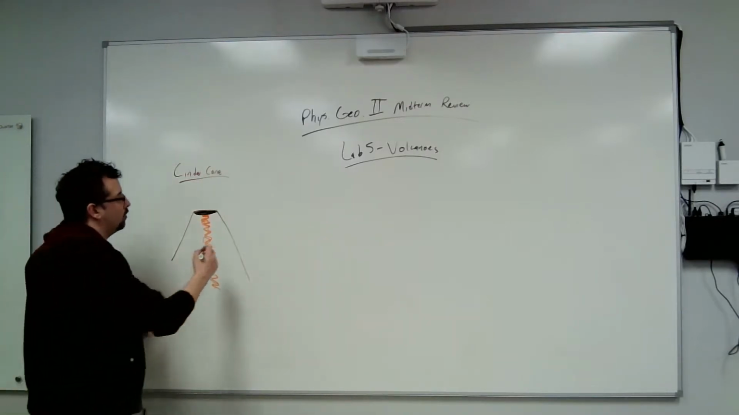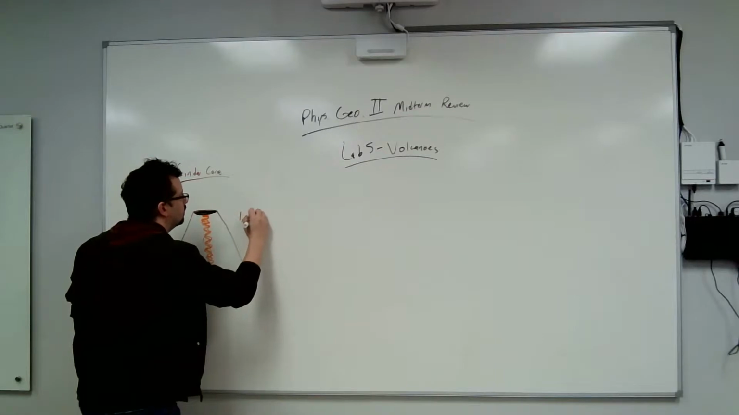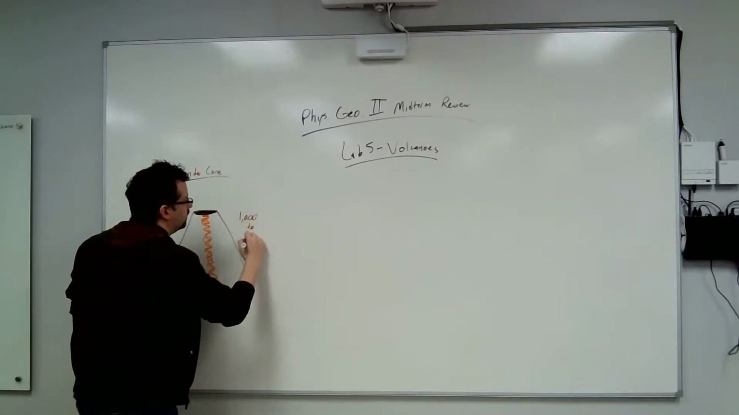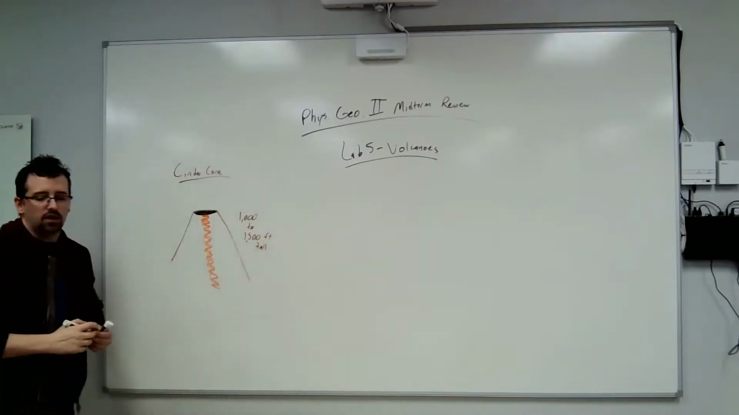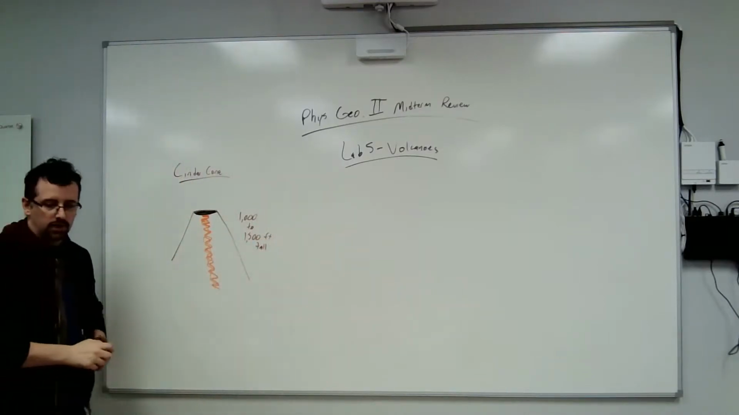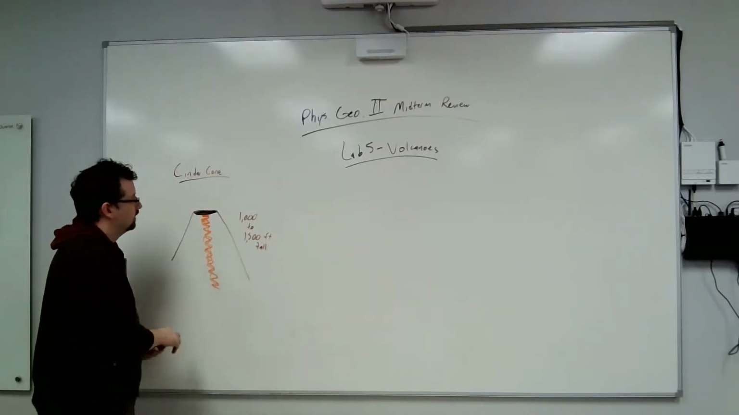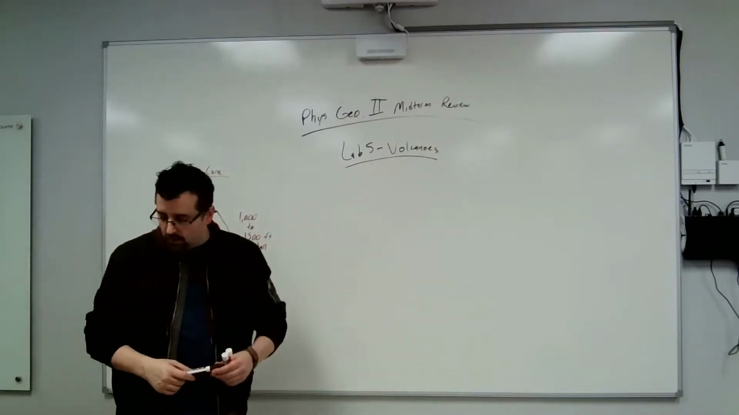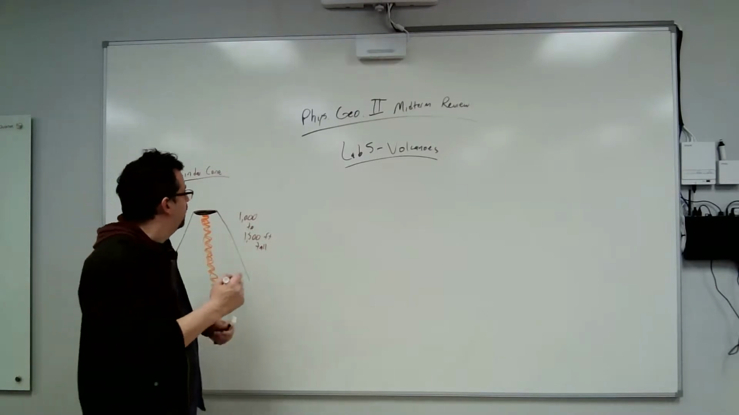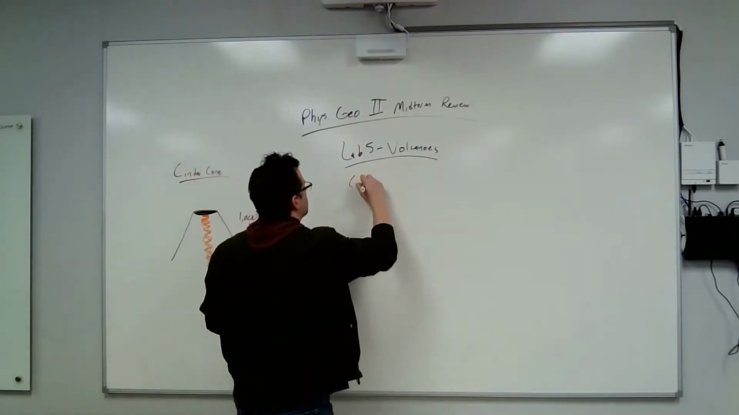This is the central vent, where most of the magma comes out. And these are typically only 1,000 to 1,500 feet tall. So that's a cinder cone. The second we're going to talk about is a composite volcano.